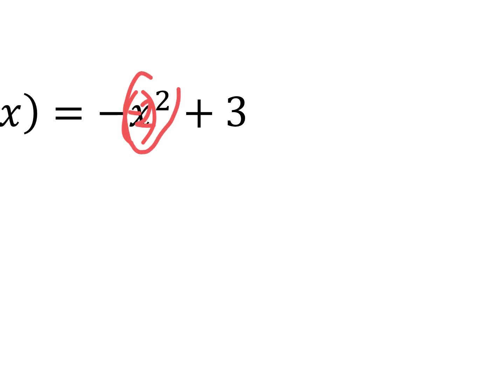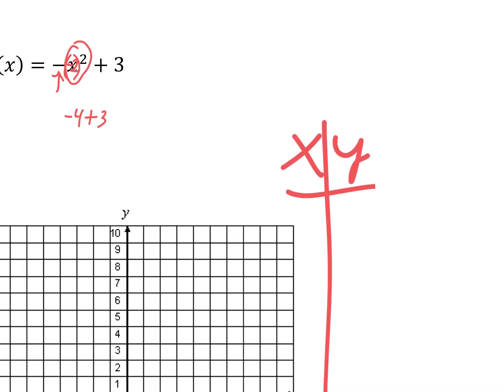Negative 2 squared goes first then. And negative 2 squared is negative 2 times negative 2, which makes 4. Then this negative goes on the 4. So now it's negative 4 plus 3, which makes negative 1. I put in negative 2. I got negative 1. There's one free point for you.